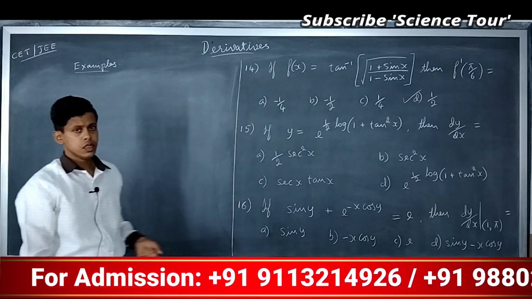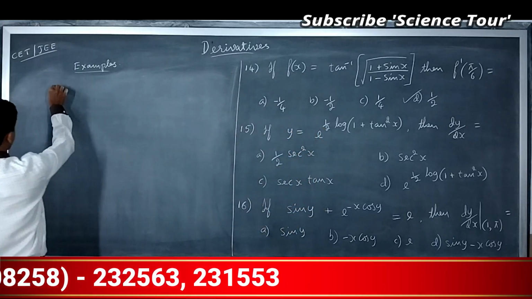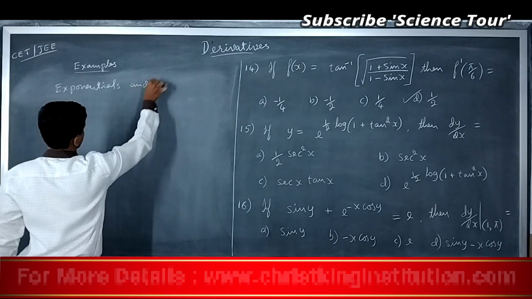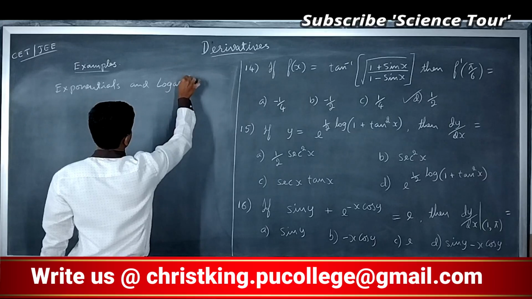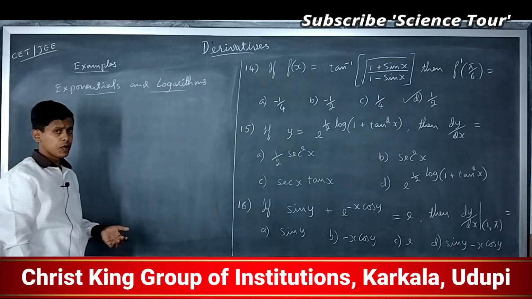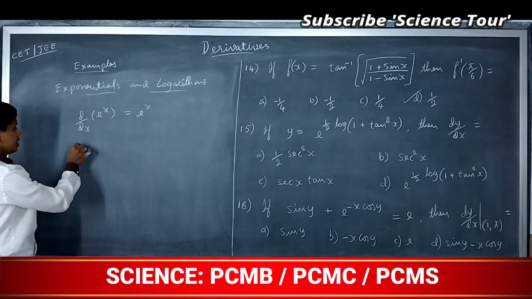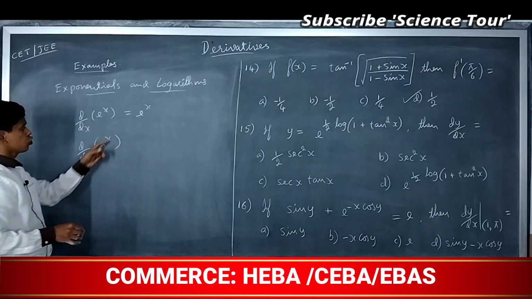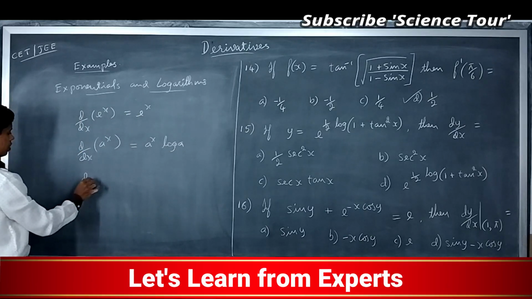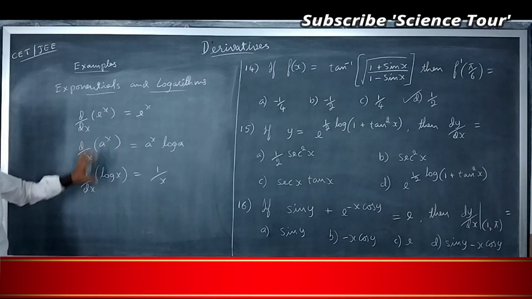Alright, now let's move to the 15th question, which is based on exponential and logarithms. Alright, so here we begin with the exponentials. So derivatives of exponentials and logarithms. What is the derivative of e power x? Derivative of e to the power x is e to the power x itself, and derivative of a to the power x, like 2 to the power x, 10 to the power x, where a is constant, is a to the power x into log a, and then derivative of log x is 1 by x. So that is derivative formulas.